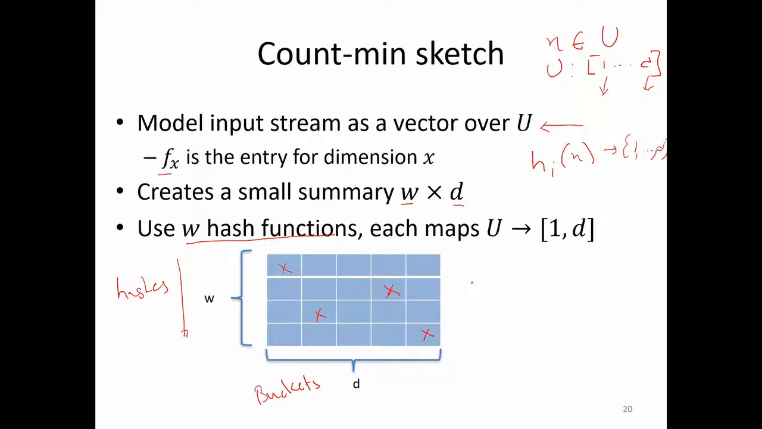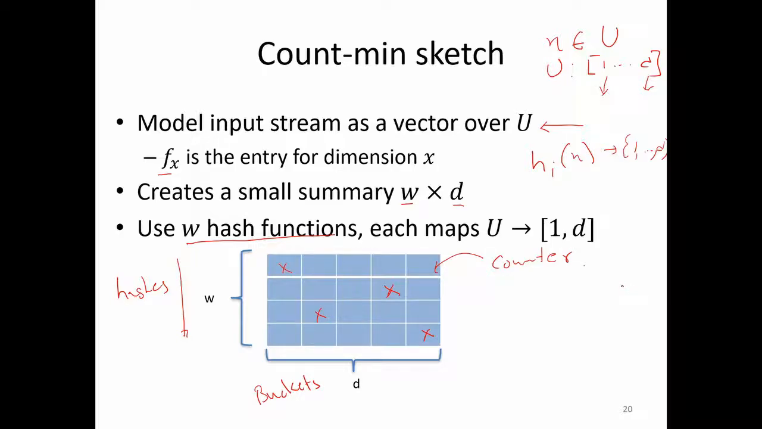Okay, and then you think of each of these cells as a counter, which is initialized to 0. So here, unlike the item based sketches, you don't store the item at all.